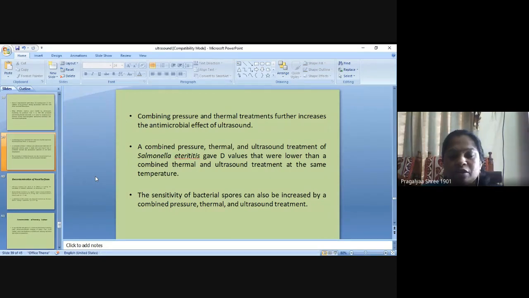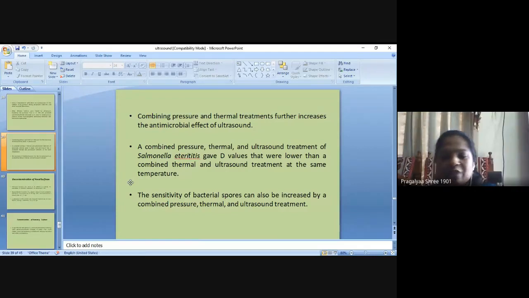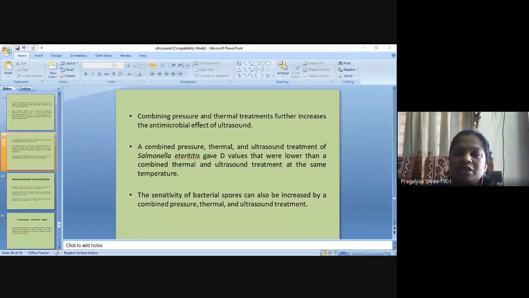Have you studied in your lower classes or not? Yes or no, please? A thermal death time, ma'am. Yes, thermal death time. What is thermal death time? The time at which the microbial destruction happens, ma'am. Microbial destruction takes place, the destruction of microbes. Yes, okay, the temperature and time, partially. Yes, it is partially correct.